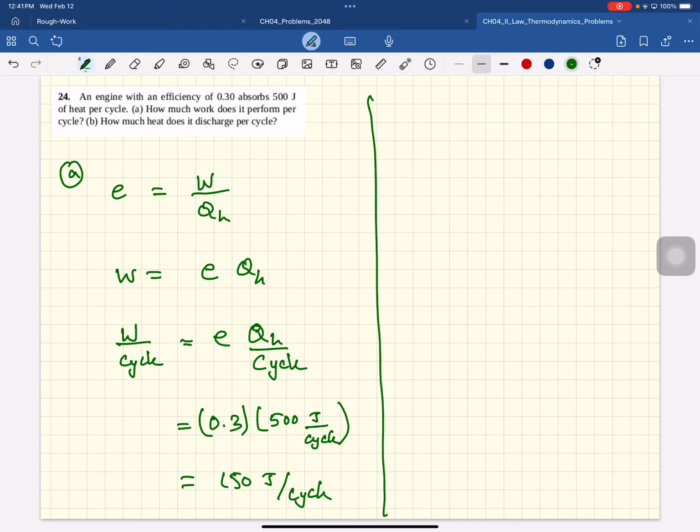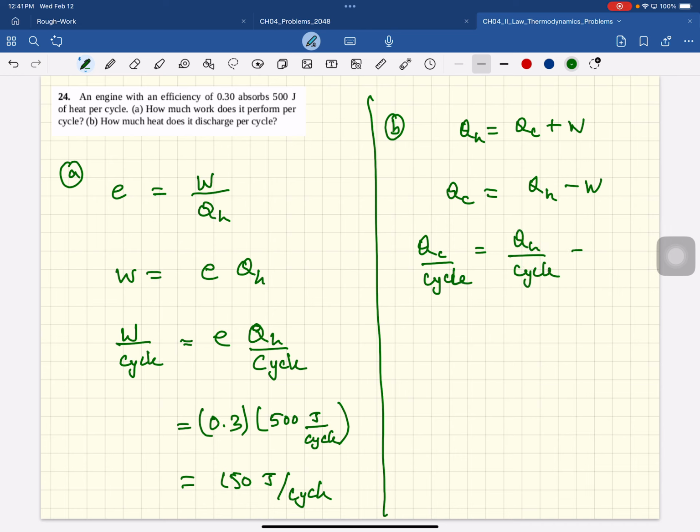How much heat does it discharge per cycle? QH is QC plus W. QC is the heat discharged and W is the work done. So QC is QH minus W. And QC per cycle is QH per cycle minus W per cycle. That's 500 minus 150, equal to 350 joules per cycle.